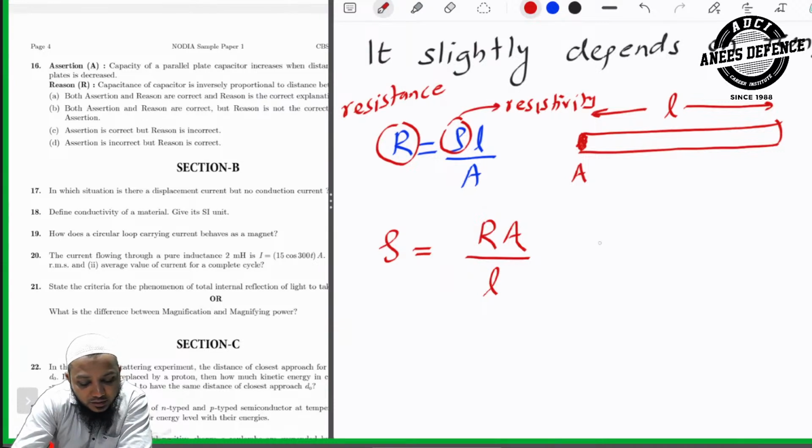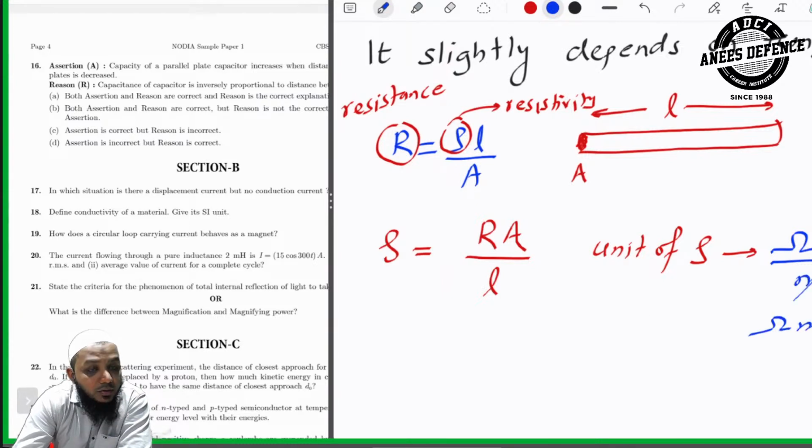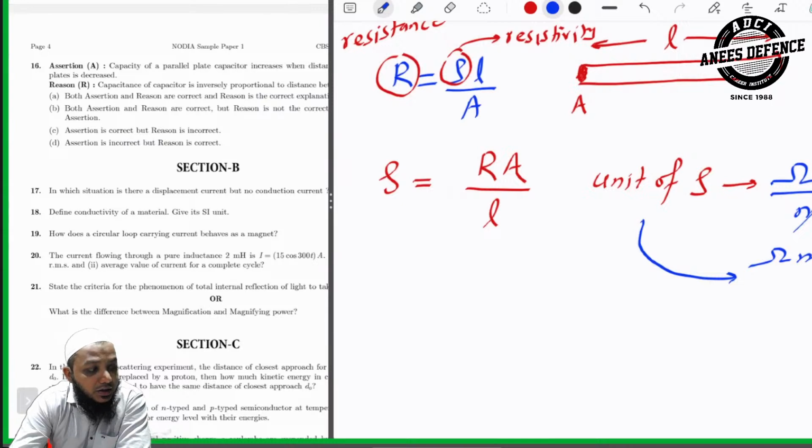Now I will write the unit. What will be the unit of resistivity? For R I will write ohm. For area I will write meter square. For length I will write meter. So meter and meter get cancelled and the unit of resistivity comes out as ohm meter. So ohm meter is the unit of resistivity, but we have been asked to find the unit of conductivity.